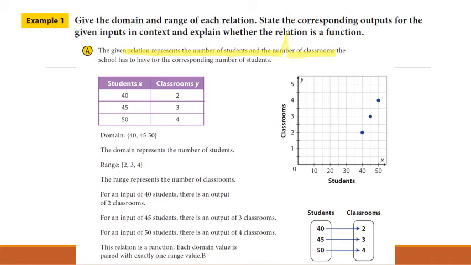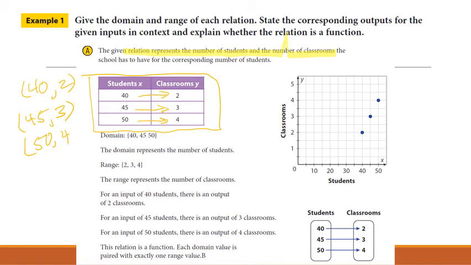So if I have 40 students, then 2 classrooms are being used. When we have 45 students, 3 classes are being used. And let's say we have a grade with 50 students, and they're using 4 classrooms. So this table of values is one way to demonstrate the relation of 40 students with 2 classrooms, 45 students using 3 classrooms, and 50 students using 4 classrooms.